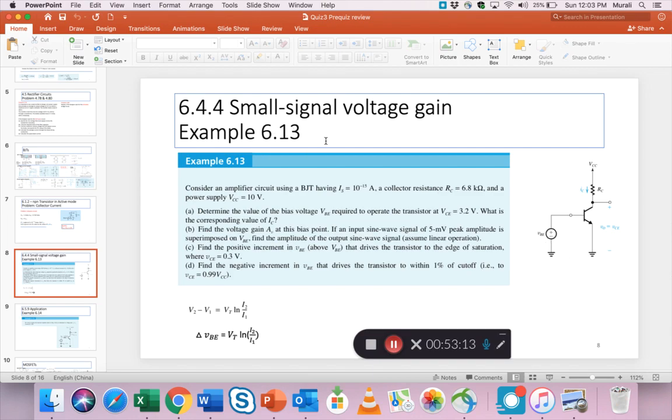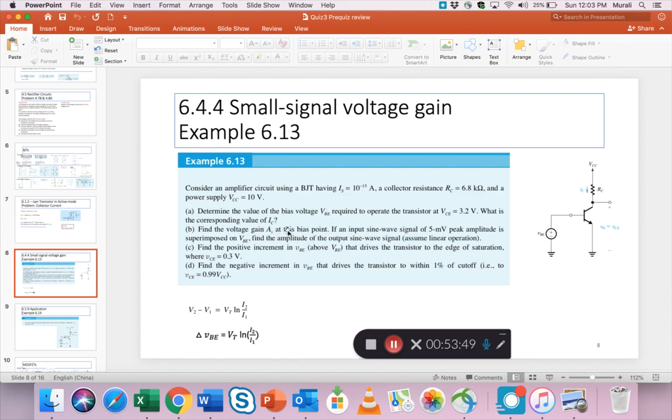There's a small signal gain example, 6.13. Here is a simple amplifier circuit, and this is example 6.13. IS is given, collector resistance RC is given, VCC is given. Determine the value of the bias voltage VBE required to operate the transistor at a certain VCE. So that's given. If you know VCE, he wants us to find IC and VBE.